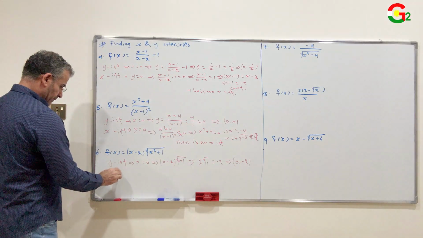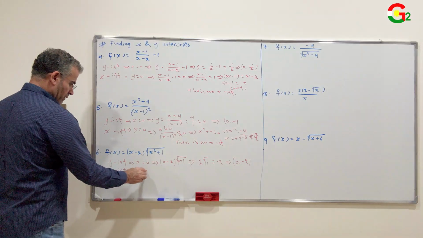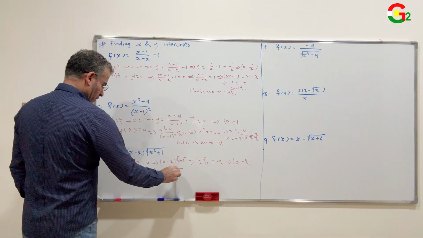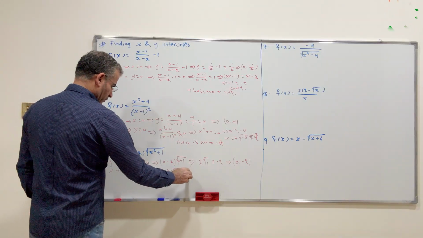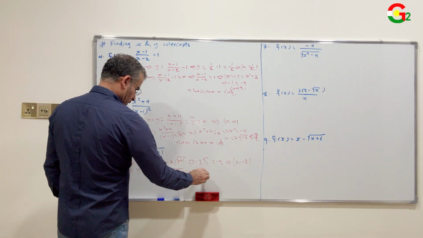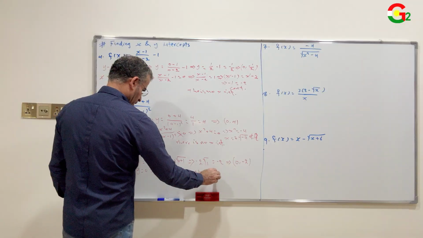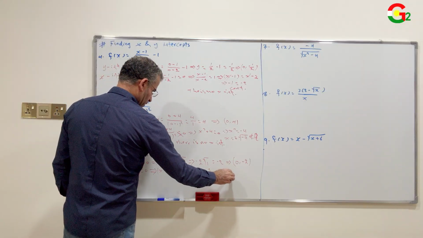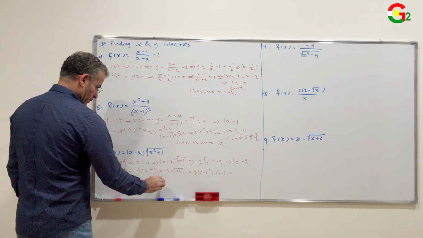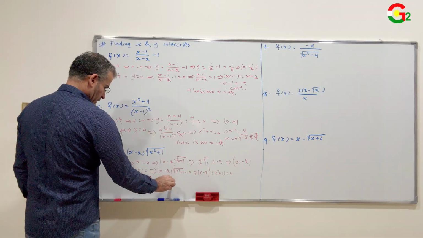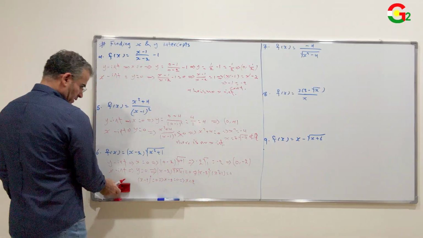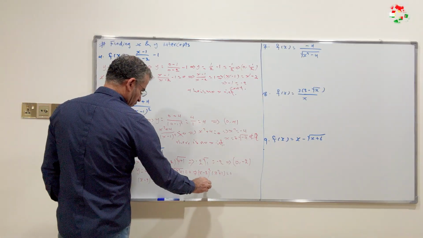For x-intercept, I set y equals 0 and solve the equation x minus 2 times the square root of x power 2 plus 1 equals 0. Square both sides to remove the square root: x minus 2 squared times x power 2 plus 1 equals 0. Either x minus 2 squared equals 0, then take the square root of both sides, x minus 2 equals 0, then x equals 2. The first x-intercept point is (2, 0).